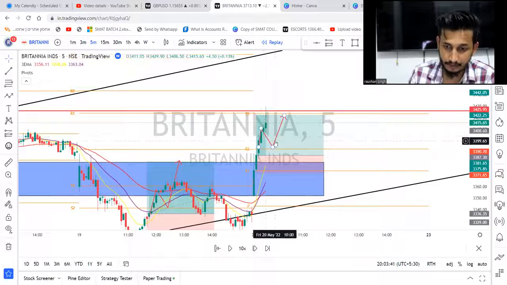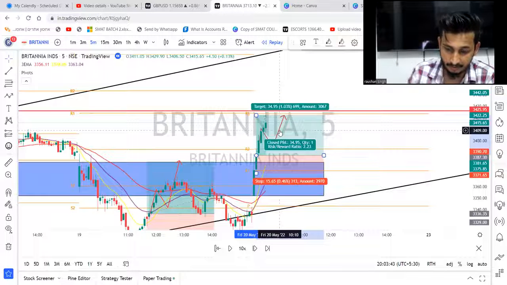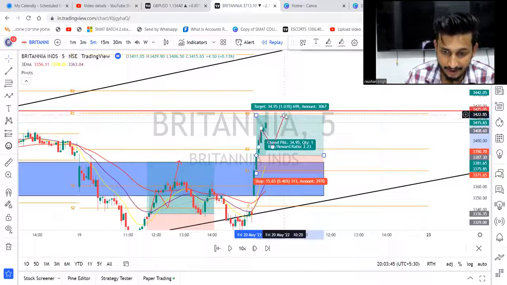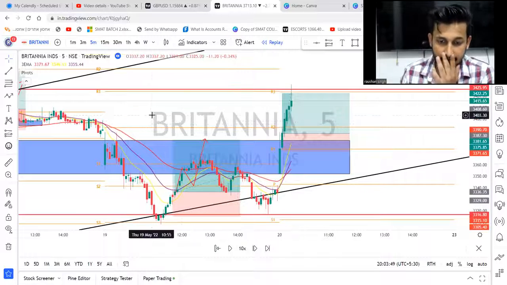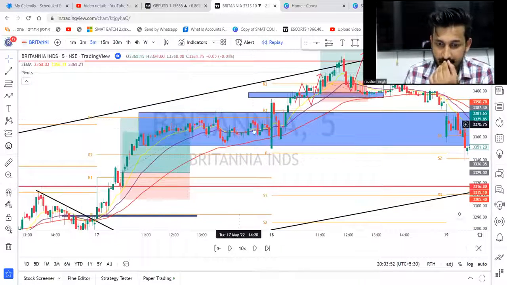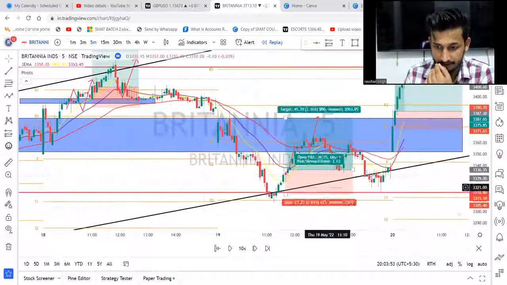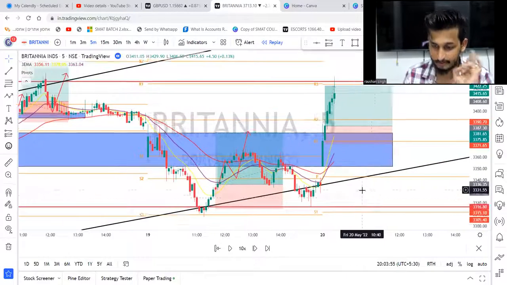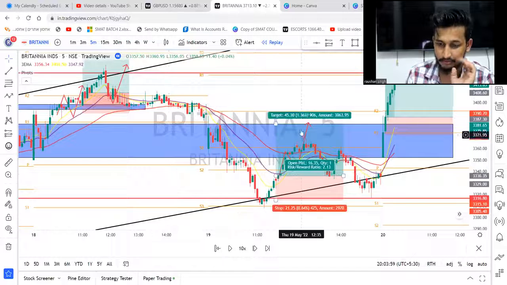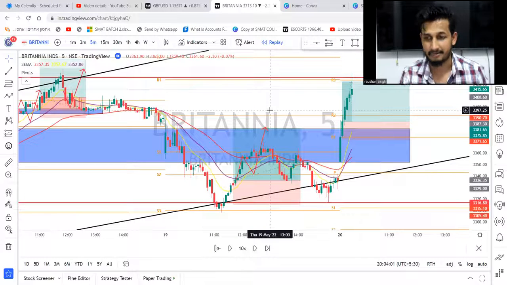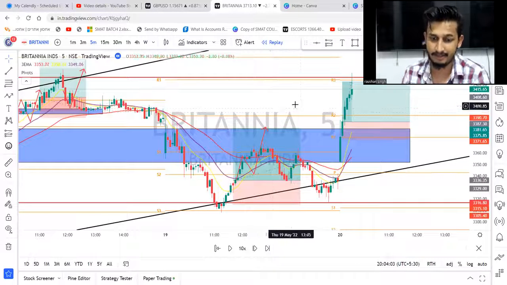Now I have got 1:2.3 over here. Let me explain this trade, why I have taken it. See, this rejection area which you are seeing is a kind of normal resistance where the market was not able to break. It is not that strong a level where the market is unable to break again and again.